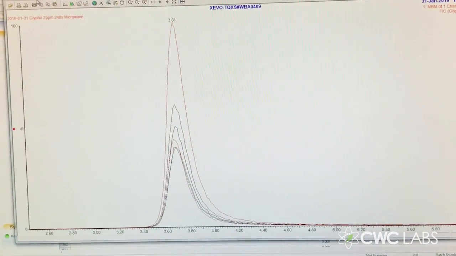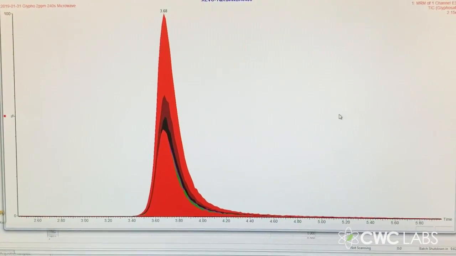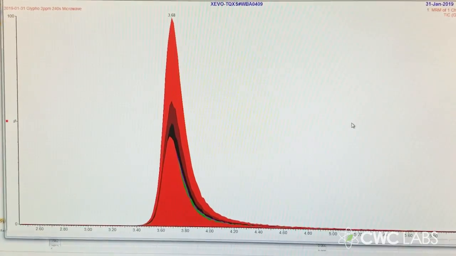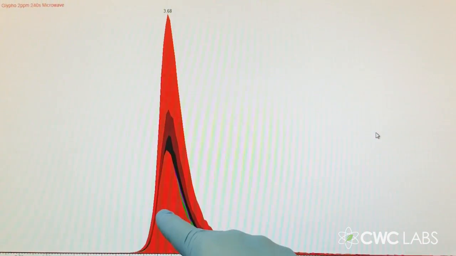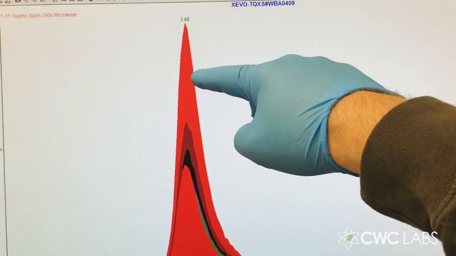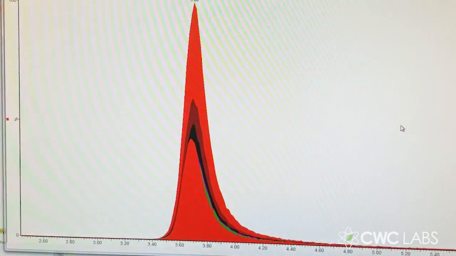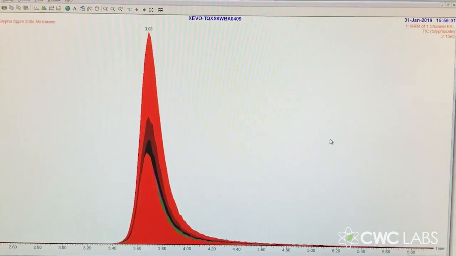Let me see if I could actually show these as fills without everything overlapping something else. Yeah, you can sort of see it. So this original red here, that's glyphosate without microwaving. This red here is glyphosate with microwaving. It has substantially increased the concentration.